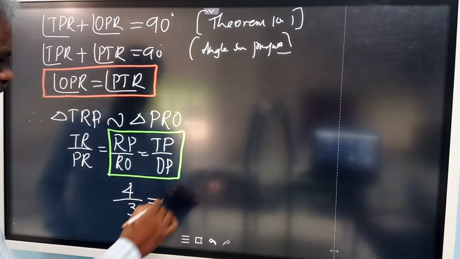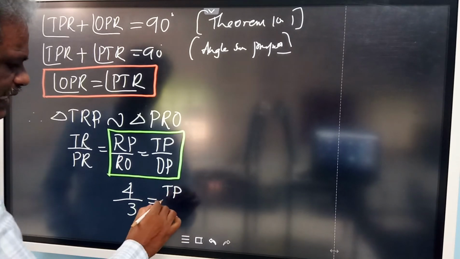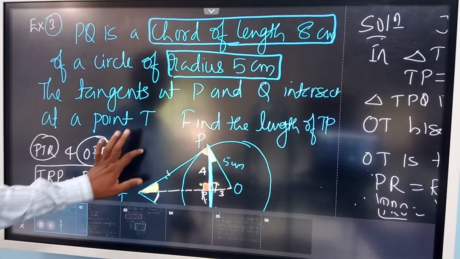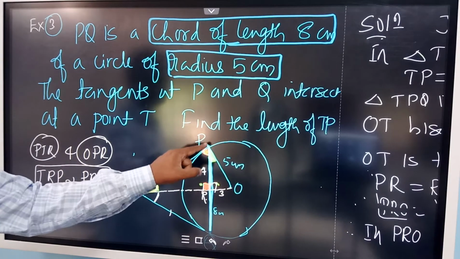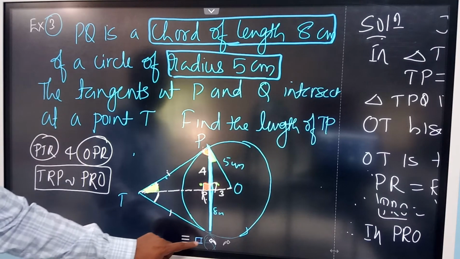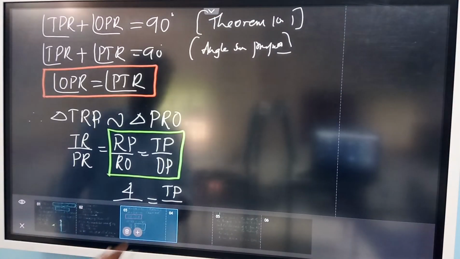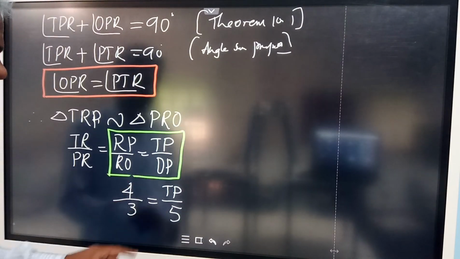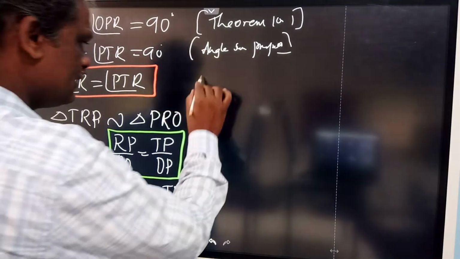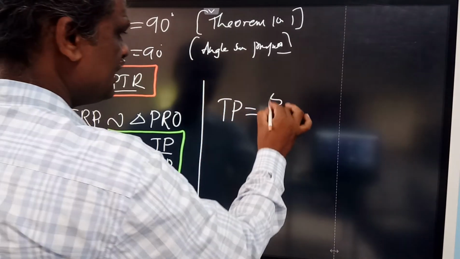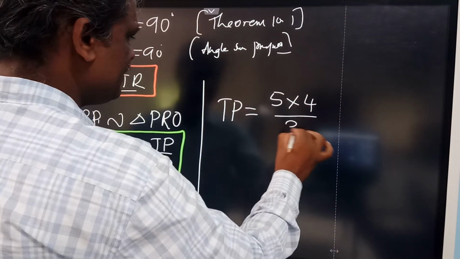So it is equal to TP, we need to calculate, that is the tangent length. Then OP, look at the diagram. What is OP? OP, it is a radius. So you can use there 5 centimeter. So this is 5 centimeter. So from this ratio you can calculate the TP. So therefore TP is equal to, cross multiply, 5 into 4 divided by 3.